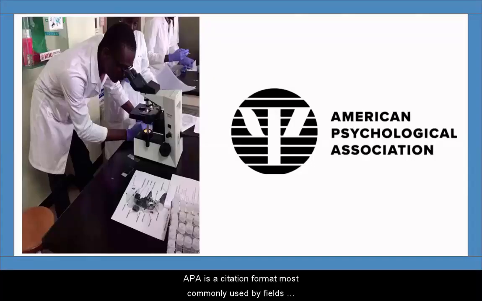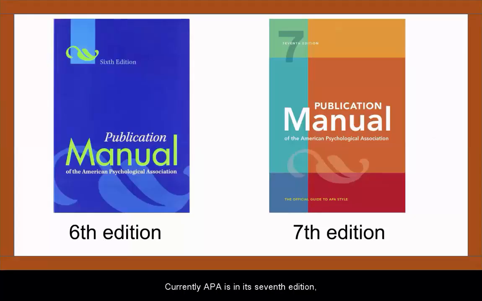APA is a citation format most commonly used by fields related to the behavioral and social sciences, and is the preferred format of the American Psychological Association. Currently, APA is in its 7th edition, but please note that many resources, including a variety of databases, still provide citation examples based upon the 6th edition, and there are some changes that exist between the two.